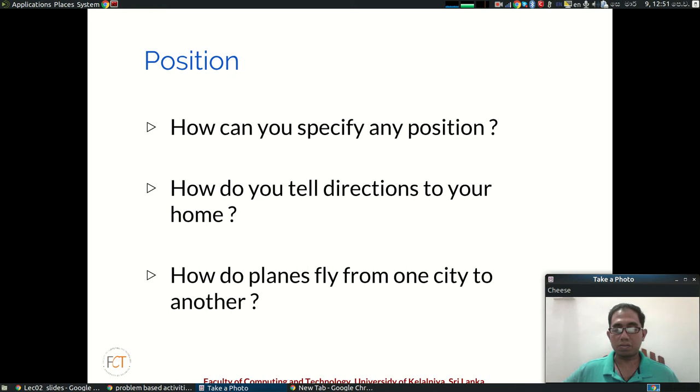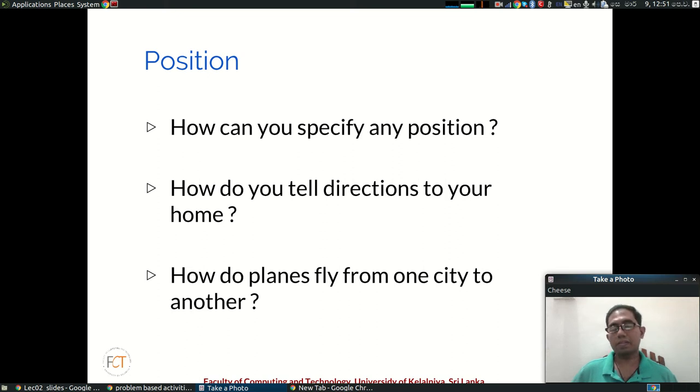The same system is applied when planes are flying from one city to another, but it's a little bit complicated because you don't have any landmarks in the air. So you have to say, okay, take a certain direction and fly for a certain amount of distance. There's a way of keeping ground distance as well as flight distances, and they can calculate this and find their way, and this is how planes fly around the world.